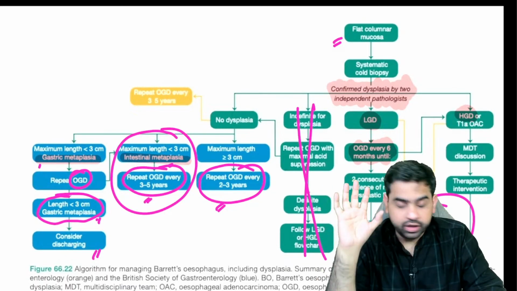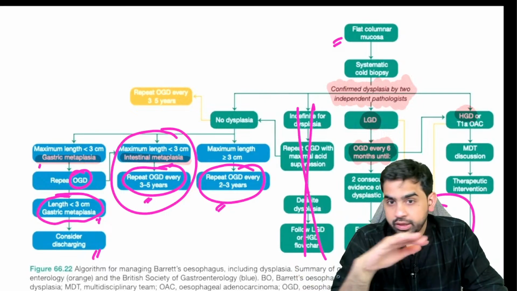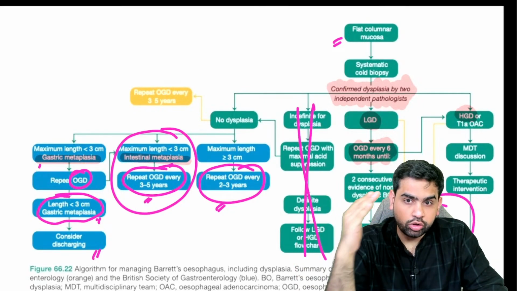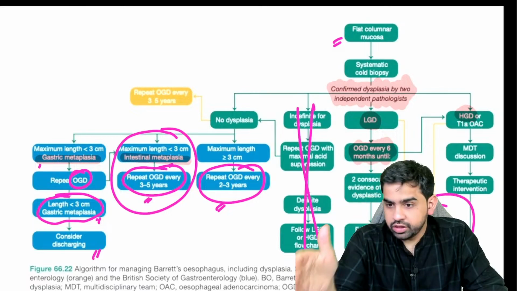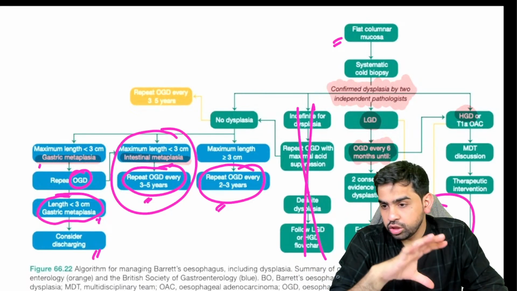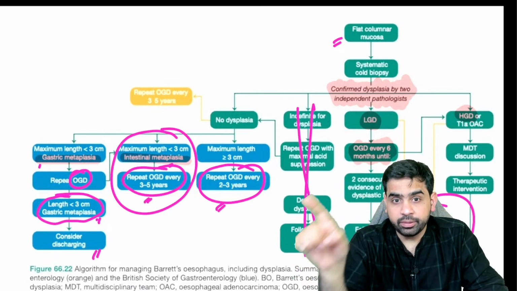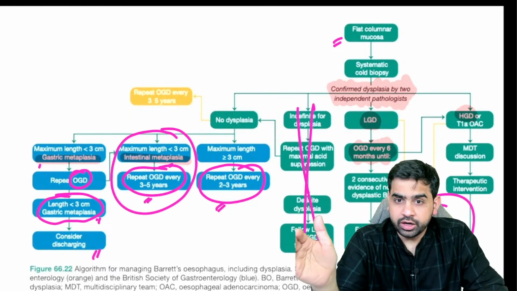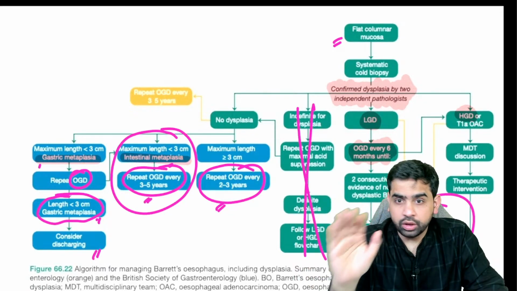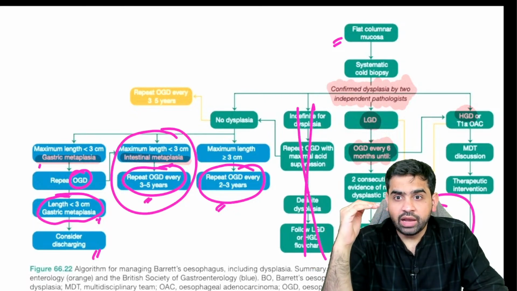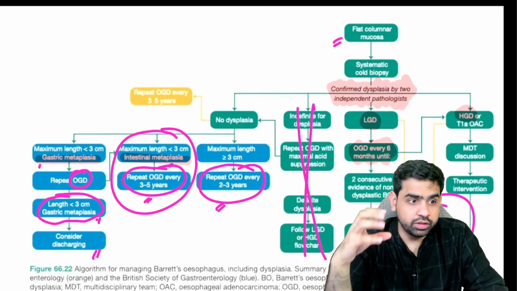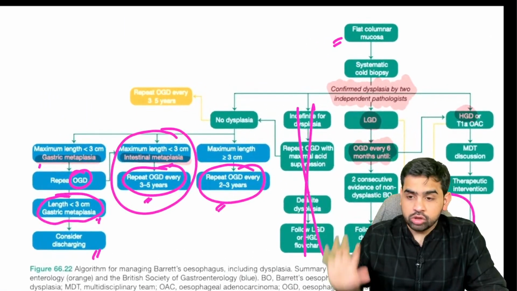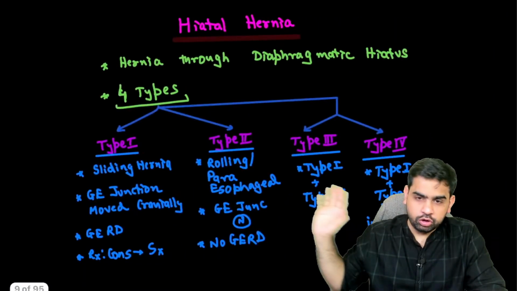So very important. Gastric metaplasia less than 3 centimeters, nothing doing. Intestinal metaplasia less than 3 centimeters, upper GI endoscopy every 3 to 5 years. Whether it is intestinal or gastric, if the metaplasia is more than 3 centimeters, repeat an upper GI endoscopy every 2 to 3 years. Then we have low grade dysplasia: repeat an upper GI endoscopy every 6 months. And if there is a high grade dysplasia, then you have to go ahead with an endoscopic ablation of that. Okay, so that is what you need to understand. This is the management protocol for the dysplasia.